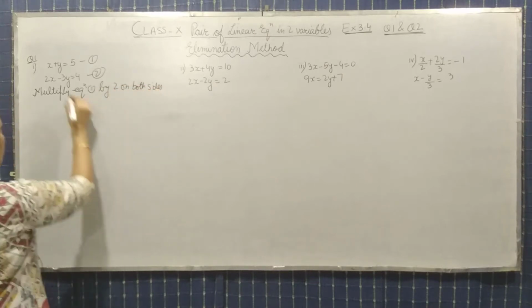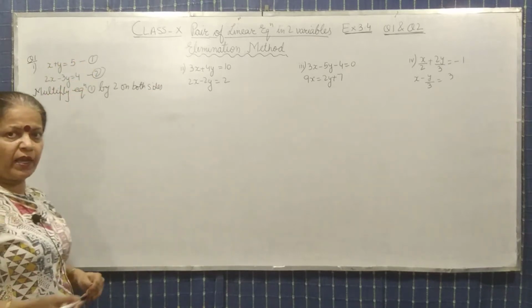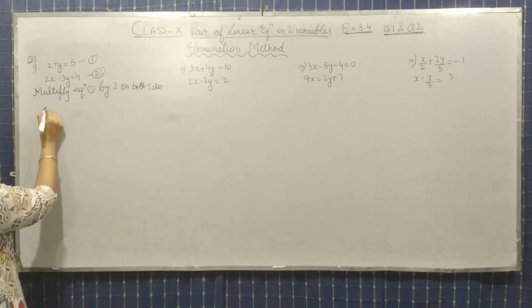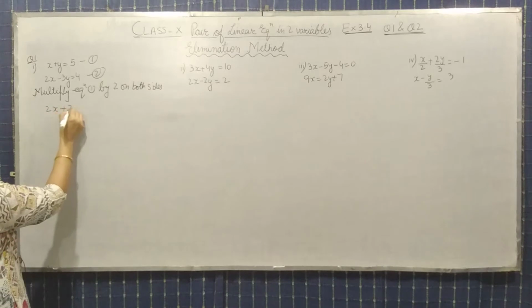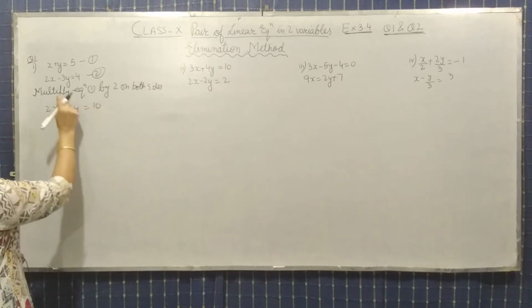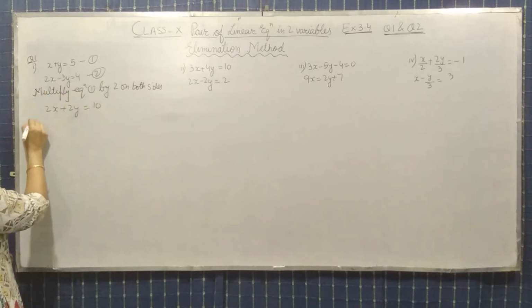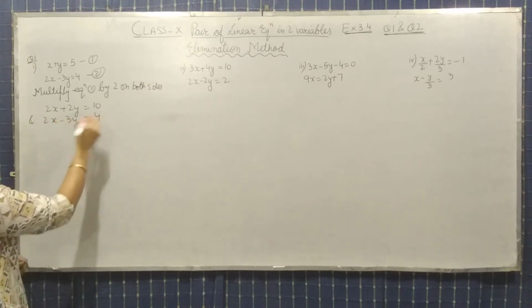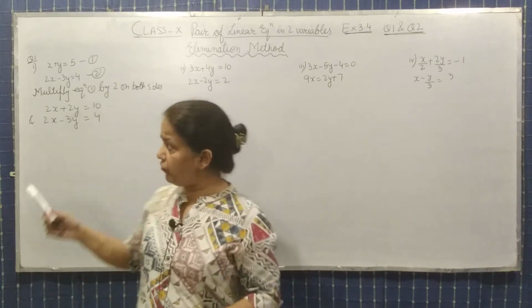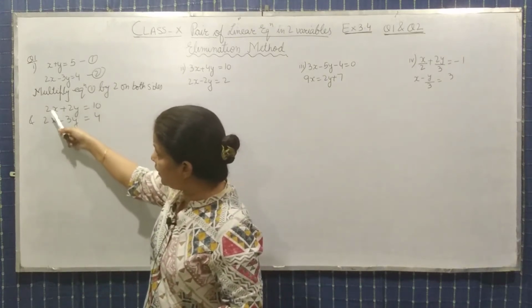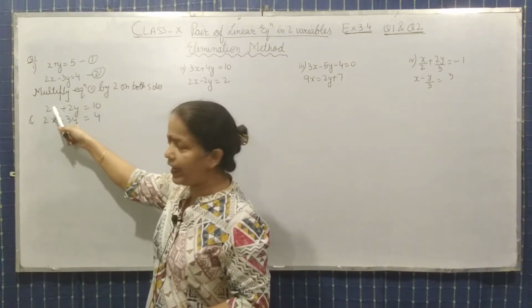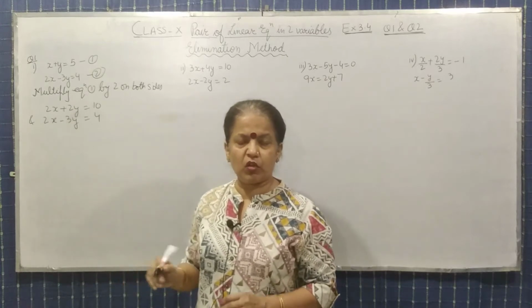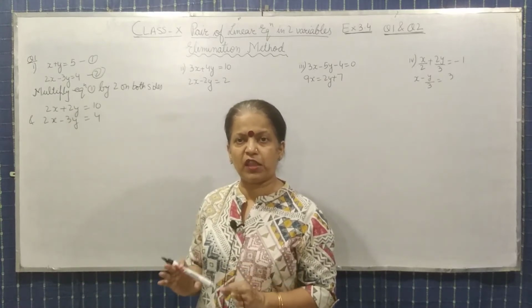So let's see what we will get. If you multiply equation 1 by 2 on both sides, you will get 2x plus 2y equal 10. And we will write the second equation as it is. And if you observe, the coefficient of x is the same now. So x terms are same now.